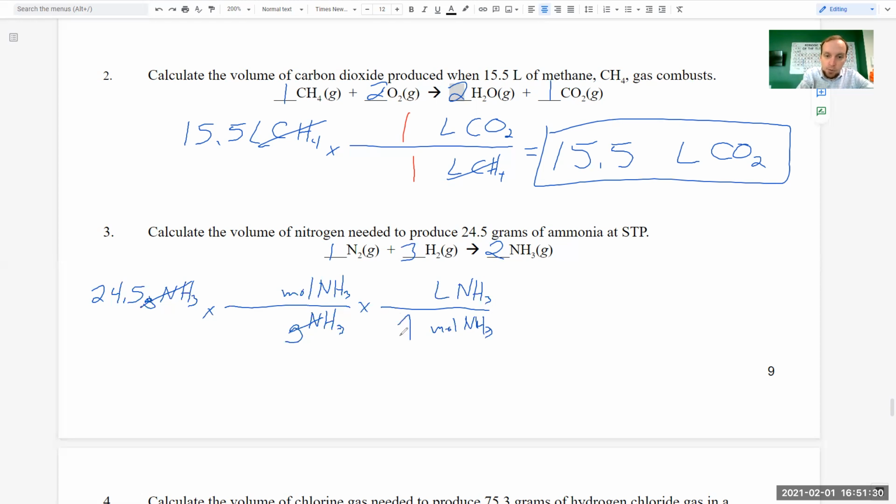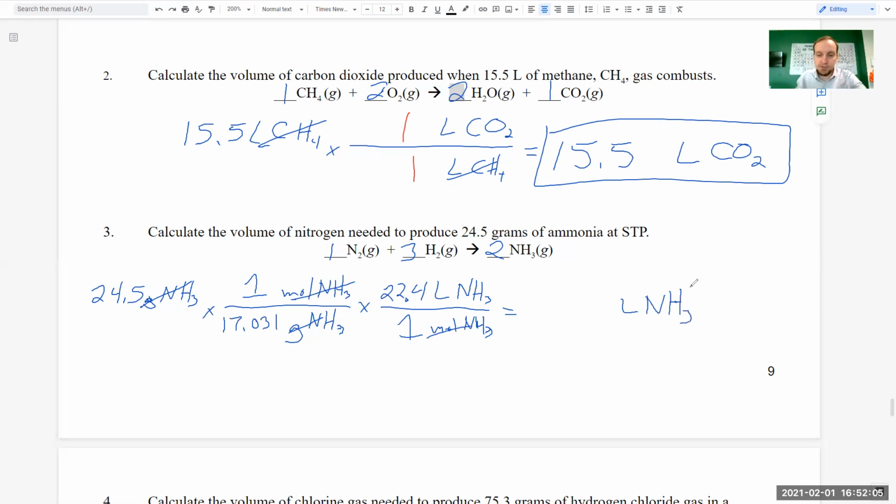For any gas, for every 1 mole, it is 22.4 liters. Then on the first conversion factor for every 1 mole, this comes from the periodic table. Let me go ahead and calculate this real quick. 1.008 times 3 plus the mass of nitrogen, which is 14.007. The mass of ammonia from the periodic table, called molar mass, is 17.031. So when I get this, my answer will be in liters of ammonia.